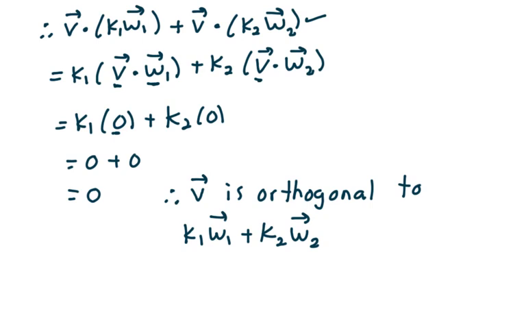And V is orthogonal to W sub 2. So the dot product of V and W sub 2 is 0. So on the third line, we get K sub 1 times 0 plus K sub 2 times 0. But that's 0 plus 0, which is 0. And so what that tells me is V is orthogonal to K1W1 plus K2W2.